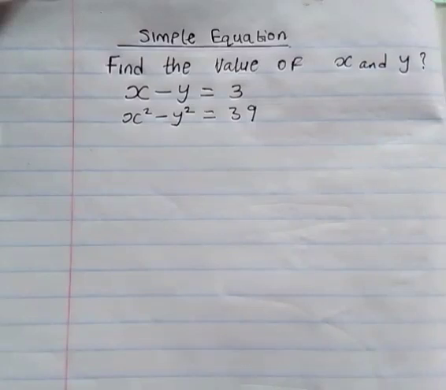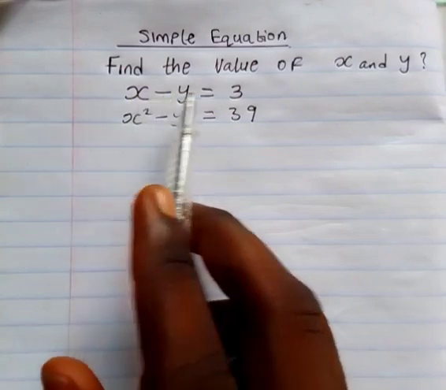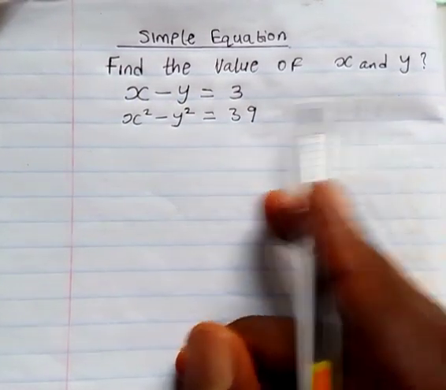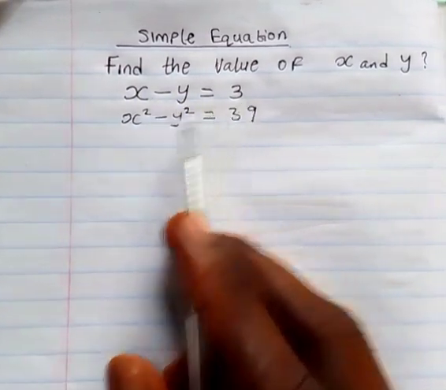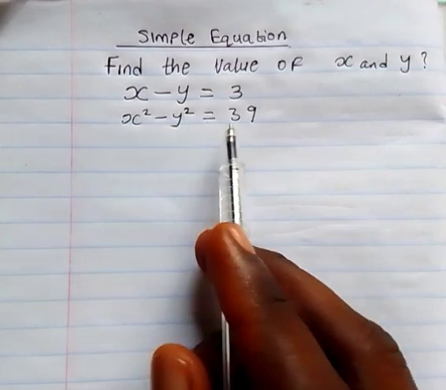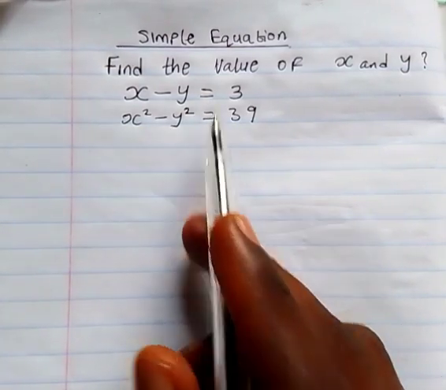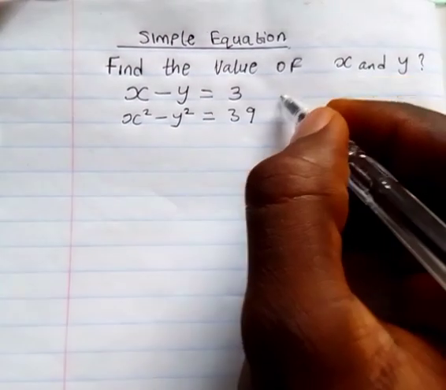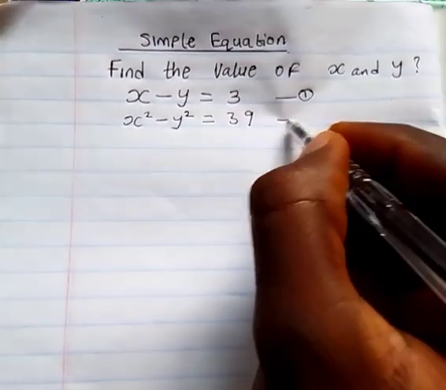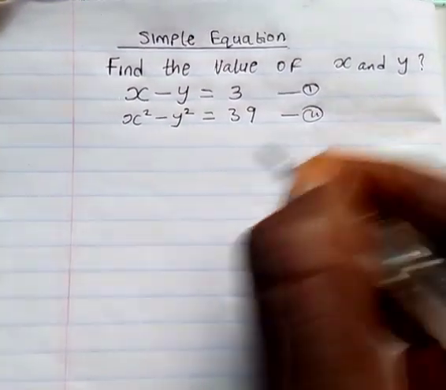Simple equation. How do we solve this simple equation? We are told to find the value of x and y. So this is x minus y equals 3, and the second equation is x squared minus y squared equals 39. So we are going to utilize these two equations. Let's call this equation 1 and this equation 2.